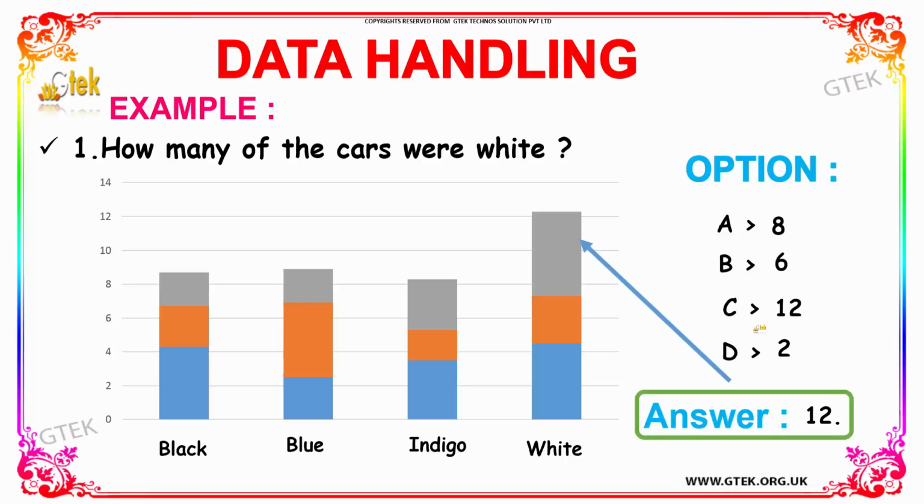The answer is option C, 12. Since from your graph you can easily find that the number of cars which were white in color exceeds the level 12. So the answer is option C, greater than 12.